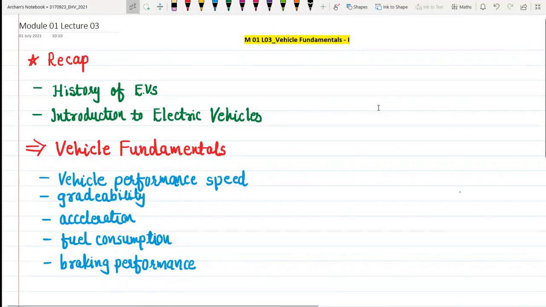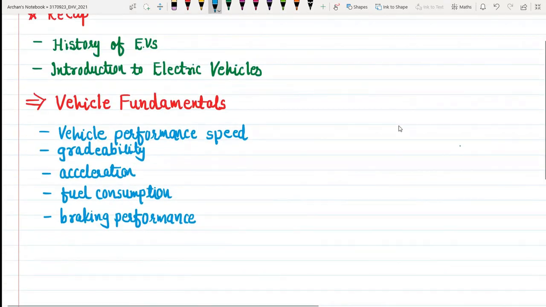So today we will start with some vehicle fundamentals. Before we move on to the modeling of electric vehicle, we will know what are the parameters associated with the performance of the electrical vehicle. So in this session, or in the coming 2-3 sessions, we are going to discuss vehicle performance: speed, gradability of the vehicle, acceleration performance, fuel consumption, and braking performance of electric vehicle, right? So we'll start with the general description of this vehicle movement, right?